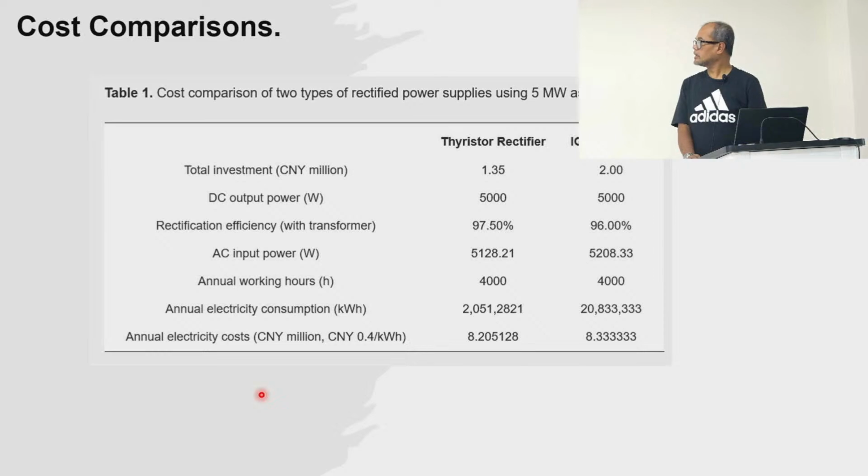Now this one, as I say, has already been installed in China, and they have experimental results as well. They published, and they provided some cost comparison in their own currency. So you can see that IGBT would definitely be slightly more than the thyristor, but the comparison between these two rectifiers is provided in terms of DC output power, rectification efficiency, AC output power, and both of them are 5 kilowatt. So it's the same capacity, so that gives you a good comparison.